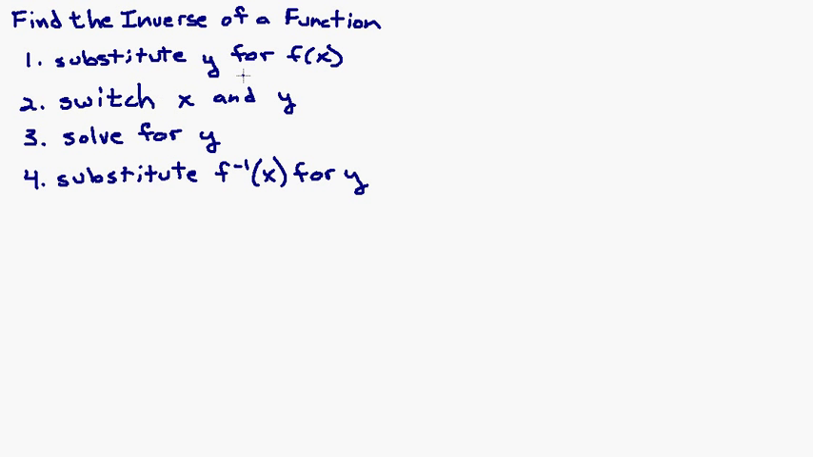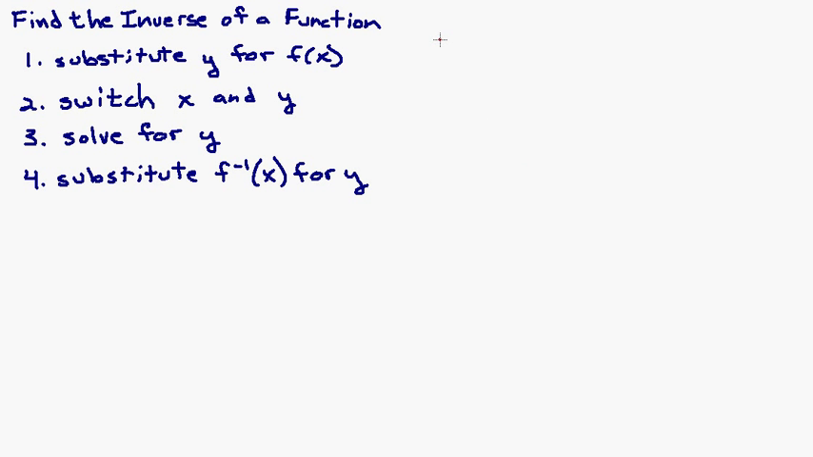To find the inverse of a function, the first thing you want to do is substitute y in for f of x. After you do that, you're going to switch the x and the y. After you switch them, then you're going to solve for y. And once you have your equation solved for y, you're going to substitute f inverse of x back in for y. So those might be just a bunch of words to you now. Let's look at an example.